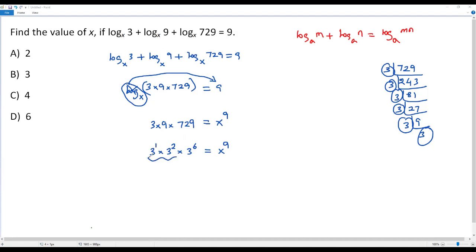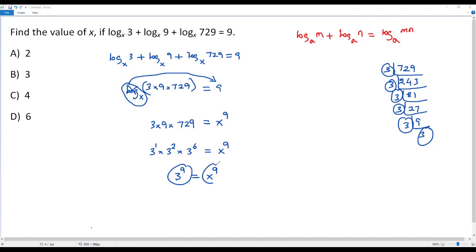Okay, here we multiply 3 powers with the same base 3. Whenever we multiply two or more powers with the same base, we can take the base once and we have to add the exponents. Actually, this is the product rule of exponents. Okay, here when I add the 3 exponents, 1, 2 and 6, I am getting 9. Okay, on the right side, we have x to the 9th power.